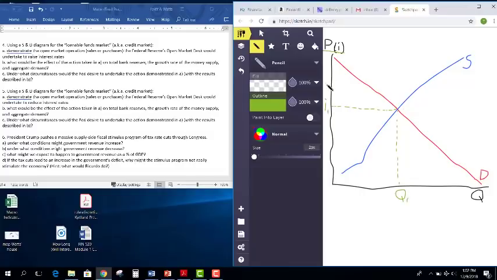Okay, so we know the Fed wants to raise rates. So I'm going to draw that in first. I'm going to draw I2, and I'm going to put that line across. The price is going to be up here at this level.